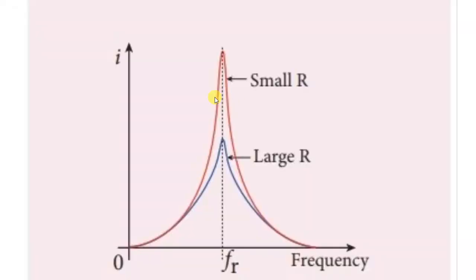See in this figure, here is the maximum value at omega 0. For other values of omega, the current amplitude is less than the maximum value. Suppose we choose a value of omega for which the current amplitude is 1 by root 2 times its maximum value. Whenever it is 1 by root 2 of its maximum value, the power dissipated by the circuit becomes half.